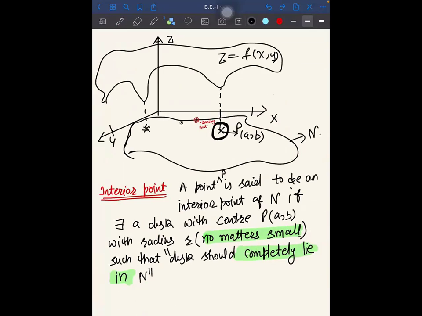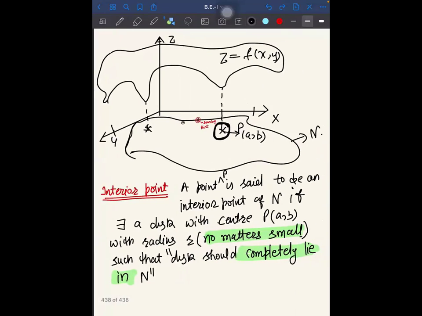So that means that point P qualifies to be called an interior point of N. Is it okay? So it would be an interior point of N. And what is the boundary point? Can you tell me what is the boundary point?